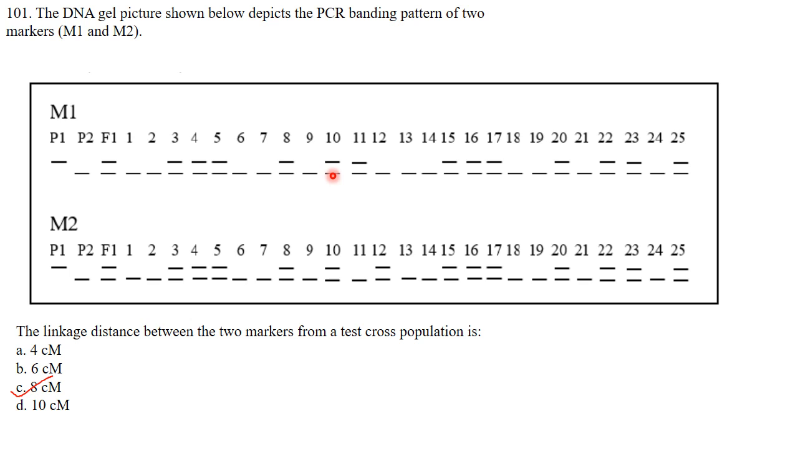So 1 to 10 and 13 to 25, they are parental combinations. Only 11 and 12 are recombinant. So what they have asked is the linkage distance between the two markers from a test cross population. So 2 by 25 into 100, that is 8 centimorgan. Answer is option C.